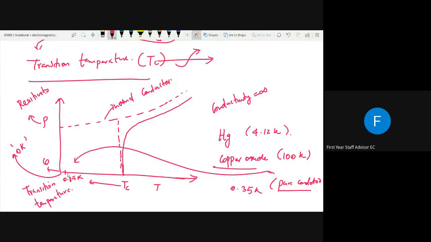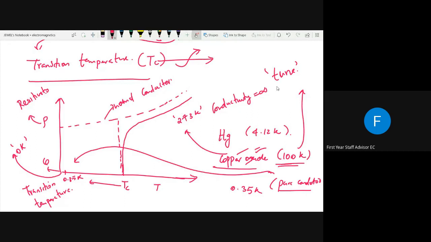But in case of conductors, this is very near to absolute zero, so we want to cool this material to a very low temperature value. And in case of alloys like copper oxide, this transition temperature is very high. So one of the important properties of transition temperature is we can tune this transition temperature. We can control this transition temperature by creating alloys. If we have an alloy which has a transition temperature of 273 Kelvin, that means at 0 degrees Celsius it becomes a superconductor. Then it is very useful.